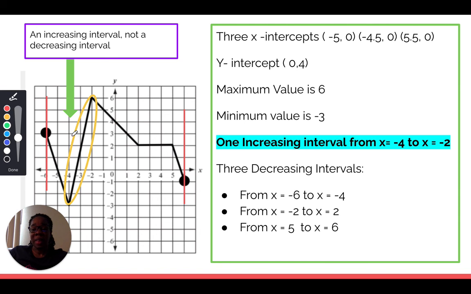The statement that was false was the one that said the decreasing interval was from negative 4 to negative 2. This was actually the increasing interval. So this was the false statement.